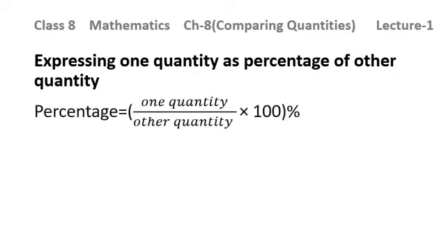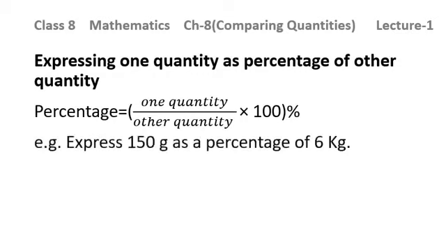Now, how to express one quantity as a percentage of another quantity? This is another subtopic. If one quantity is given to you, how can you express it as a percentage of the other quantity? Basically, this is the formula: percentage is equal to one quantity over the other quantity times 100%. Simple as this. Let us see an example. Express 150 grams as a percentage of 6 kilograms. First of all, I need to use this formula.